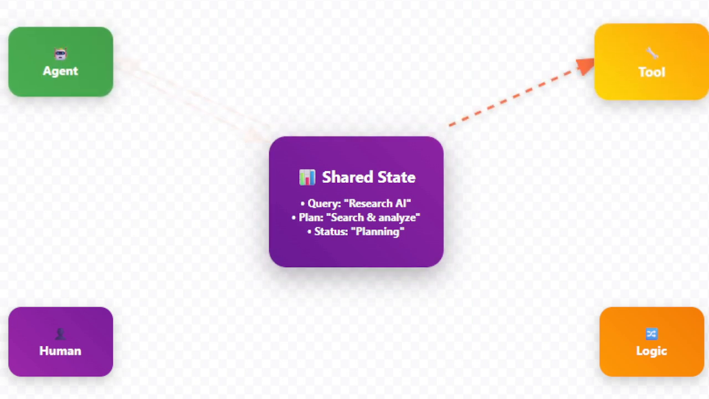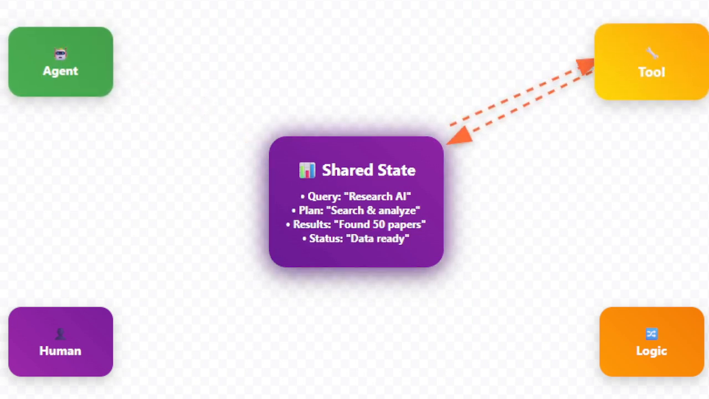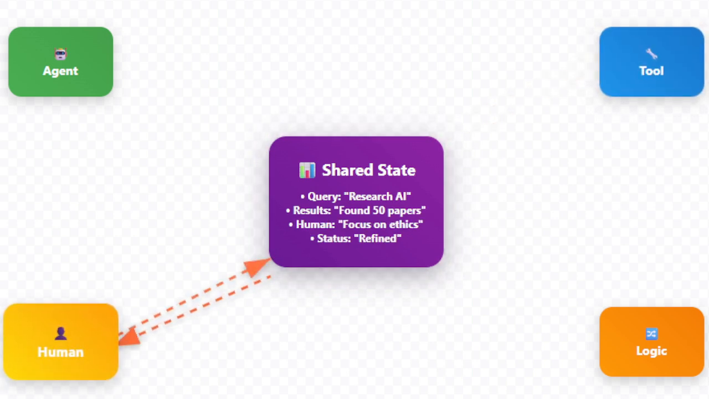Then, the tool node sees the agent's plan in the shared state, executes the required function, and adds its results back to the state. Every node benefits from the previous work. Finally, once the tool node is done, the human node can see all of the previous work done and provide additional input or approval or rejection. The state is preserved and the complete context of the conversation is also preserved.